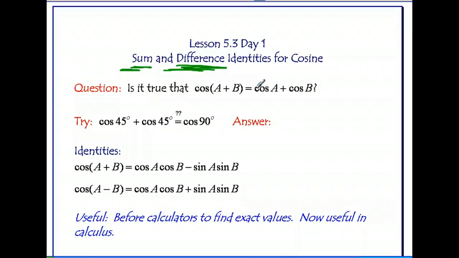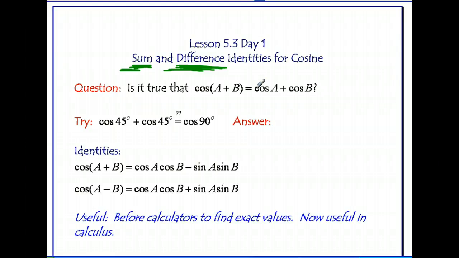Well, if this is cosine, you think that might be about sine, and you are right. And if you get this down for 5.3 with the cosines, then the sine part is going to flow very, very nicely. Okay, first question is, why learn an identity for sum, so sum is addition, or difference, which is subtraction, for cosine?